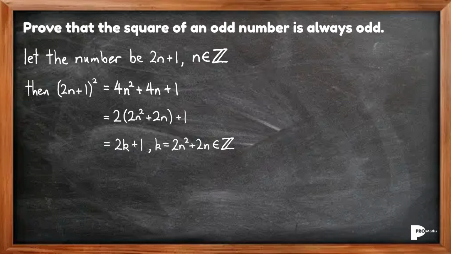plus 2n will be an integer if n is an integer. Just think about squaring, multiplying, and adding integers. The result will still be an integer. Therefore, if we square an odd number, it is always odd. That's it. We've proved 3 statements.